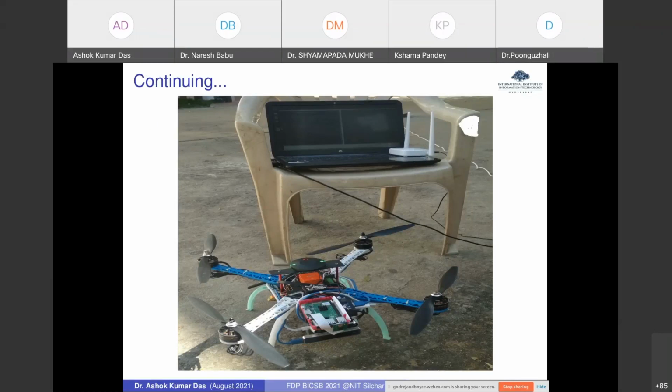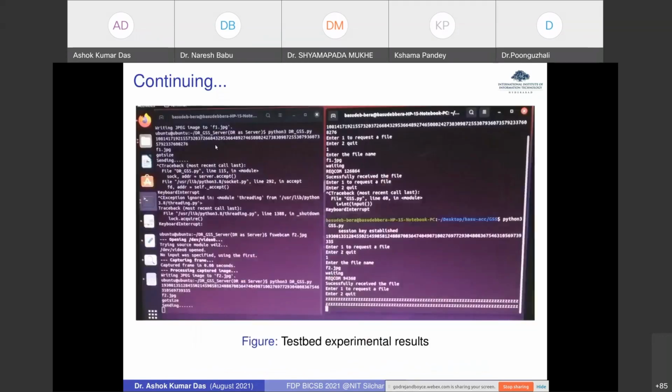So then the GSS or laptop will be able to connect securely with the drone by authenticating each other, establishing a key, and sending the information. So it was shown how the drone and GSS connect to each other, and for example, an image has been taken and the image has been securely sent to the GSS. All these things are there.